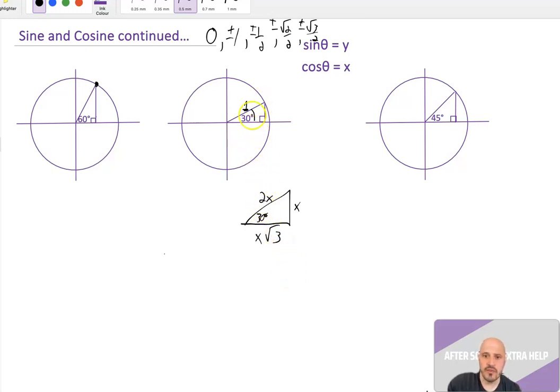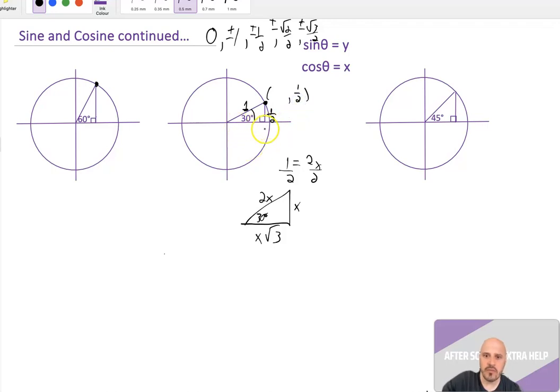Well, if this is 2 times x, if 1 is 2 times x, well, what's just regular x? You could either know it or you could write out a little equation. 1 is 2 times x. Well, let's divide by 2, and we get a half. Right, so this shorter side is going to be a half. So maybe let's write in that value. Let's fill out the coordinate. This half is the y value, so I have 1/2.